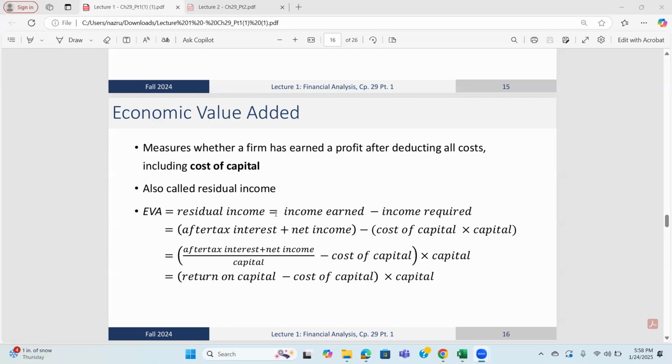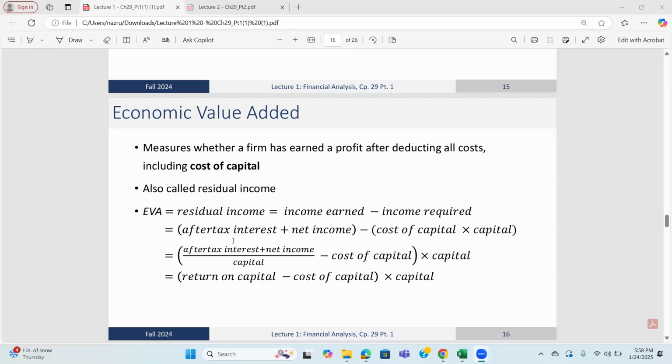So today our topic is economic value added. You have already heard the term from your instructor. I'm just going through how we can solve the problem. Okay, so we have the formula here for economic value added. As you know, it means when a firm has earned a profit after deducting all the cost, including cost of capital. So this is basically a residual income. So the formula is the income earned and the income required. So the difference between these two will be our economic value added, right?